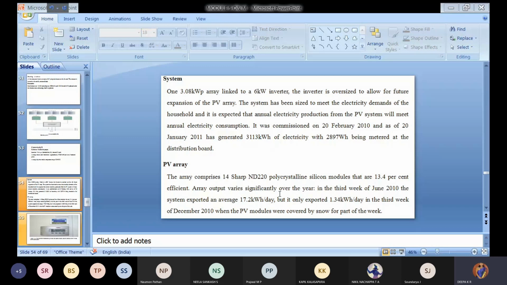Then in the third week of June 2010, the system exported an average of 17.2 kilowatt hour per day, but it only exported 1.34 kilowatt hour per day in the third week of December 2010. Meaning as the season changes, we know that June, of course, which season is it? June, winter, rainy or summer? Guys, which season? Monsoon, ma'am. Monsoon. Okay, December?